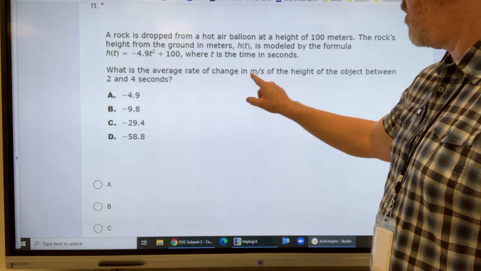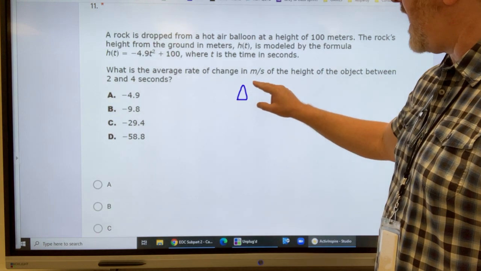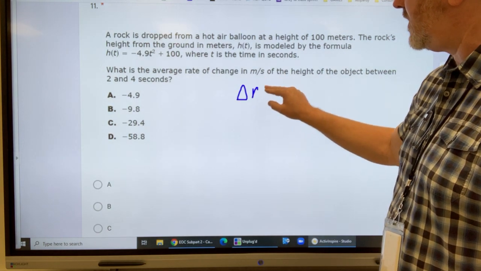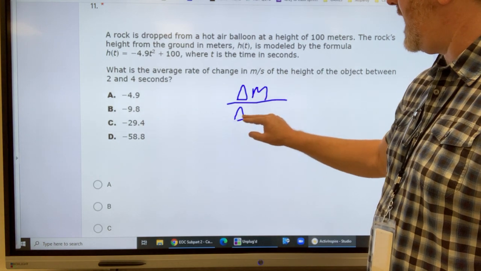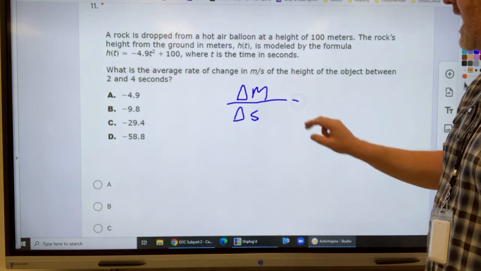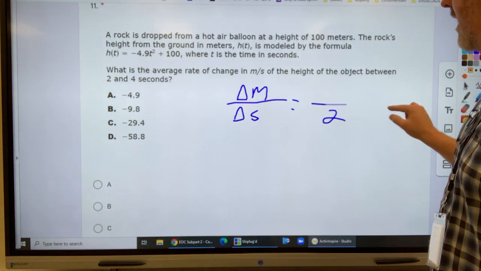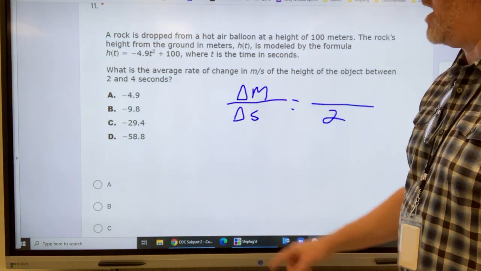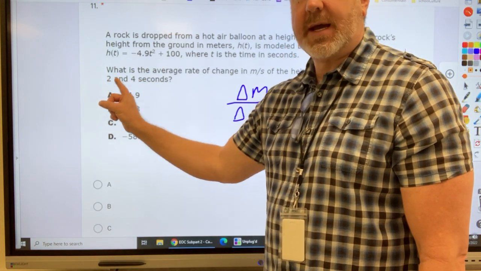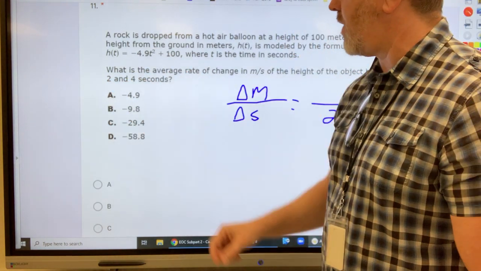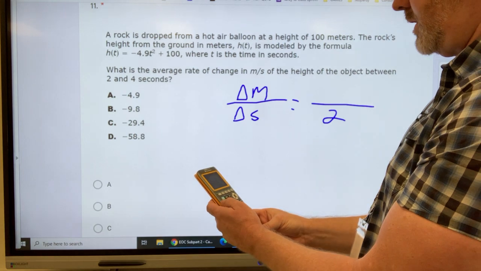So what we're looking for is the change in the height in meters over the change in the seconds. My change in the seconds I know is 2 seconds, from 2 to 4 seconds. Now, we just need the height at 2 seconds and the height at 4 seconds. We plug it right in there. So let's do that real quick.